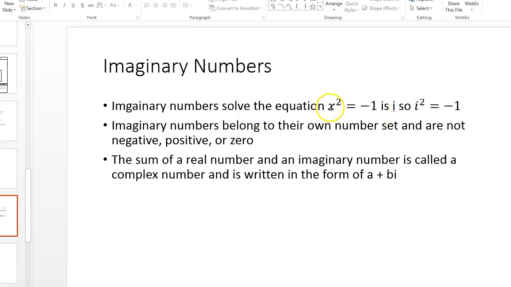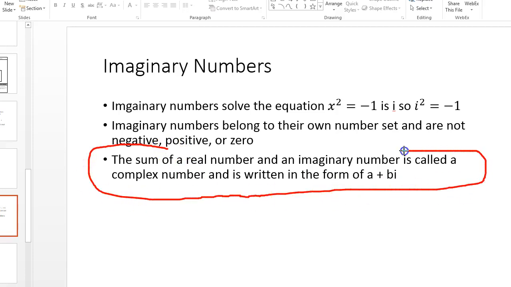Imaginary numbers solve the equation x squared equals -1, so i squared is -1. Imaginary numbers belong to their own number set and are not positive, negative, or zero, and the sum of a real and imaginary number is called a complex number. I really want you to make sure that you put this information in your notes, okay? And it's written in this form a plus bi.